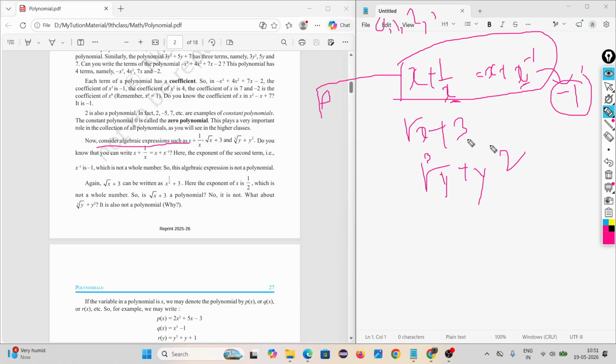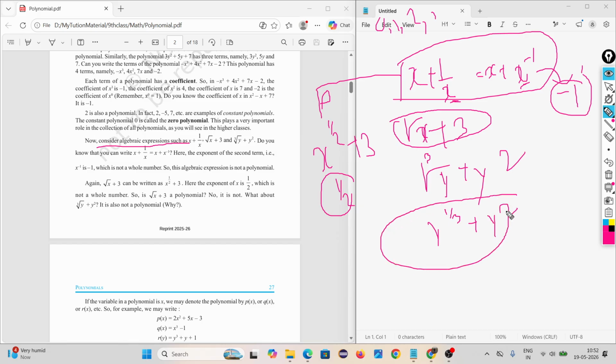Root x, I can write as x power 1 upon 2 plus 3. Here look, the power of x is 1 upon 2, na? It is not a whole number. So this expression is not a polynomial. Then look, cube root of y is nothing but y power 1 upon 3 plus y square. It is also not a polynomial.